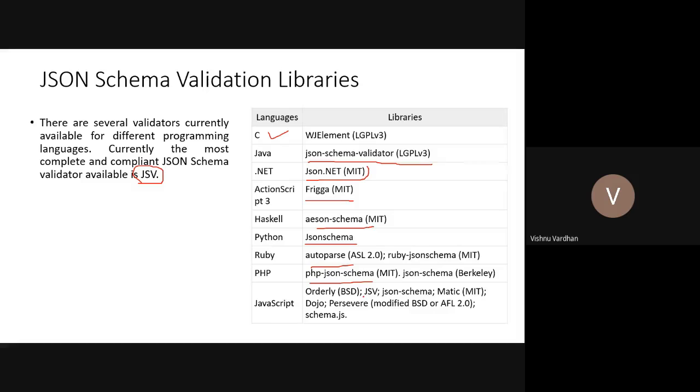So first priority is given to BSD, then JSV, JSON schema, Dojo. Not only these, so many libraries are there, and all those libraries actually provide the capability to read and write the JSON objects from your web applications. So this is the ultimate capability that you want to have for interacting with the data which is in JSON format.